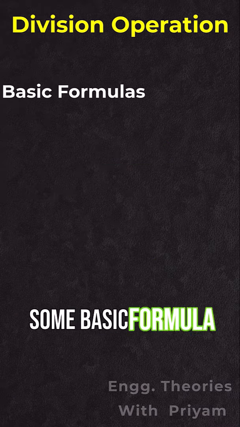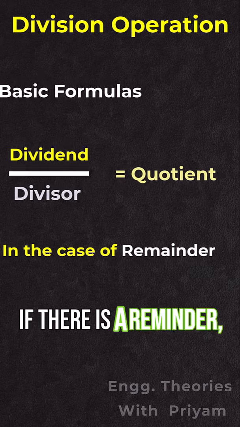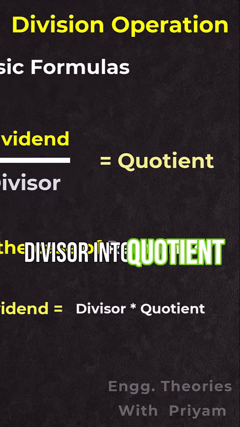There is a basic formula for division: dividend divided by divisor is equal to quotient, and if there is a remainder, then the division is expressed as dividend equals divisor times quotient plus remainder.